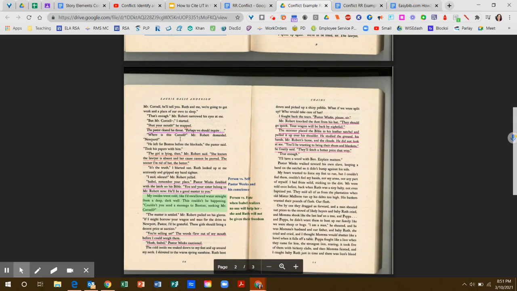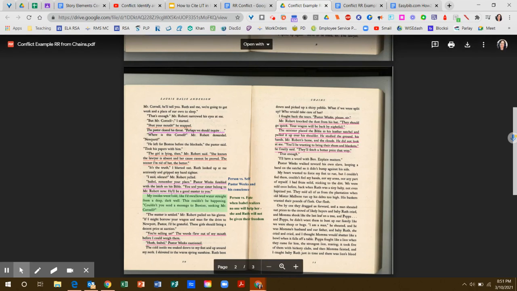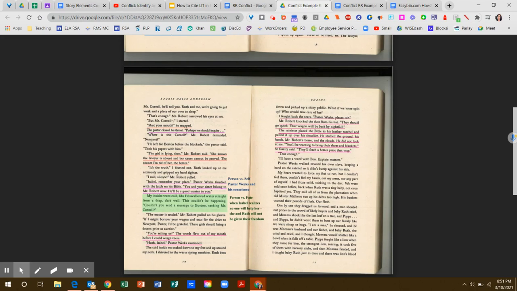I wondered also about writing about the internal conflict that it seems Pastor Weeks feels here, and then how he switches to tell her, oh, well, remember your place. Like he's not willing to stand up to Mr. Robert, which makes him a giant coward in my book. But I feel strongly about that conflict. I just don't know if I have enough to say about it.